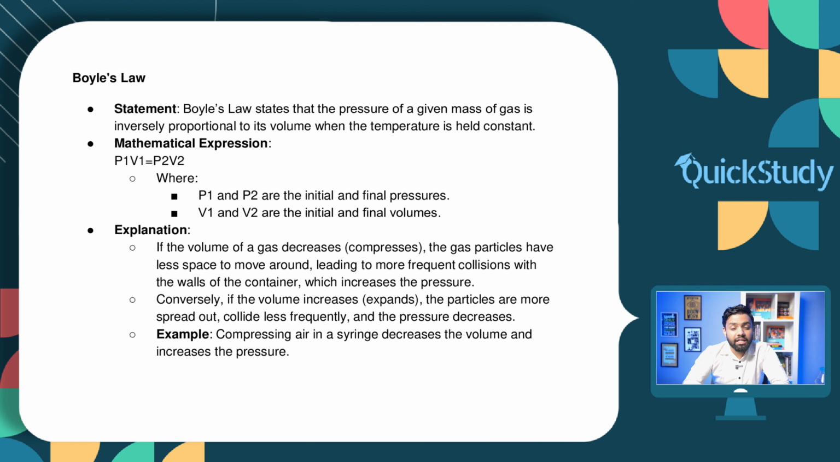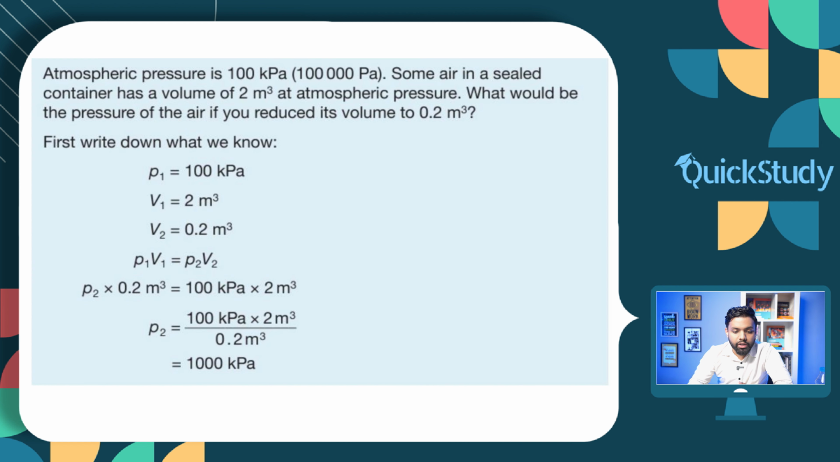So let's look at the explanation and an example to understand what Boyle's law really is. If the volume of a gas decreases, which means it compresses, the gas particles have less space to move around, leading to more frequent collisions with the walls of the container, which increases the pressure. Conversely, if the volume expands, the particles are more spread out, collide less frequently, and the pressure decreases. For example, compressing air in an air syringe decreases the volume and increases the pressure. So let's look at an example which we can do with this formula.